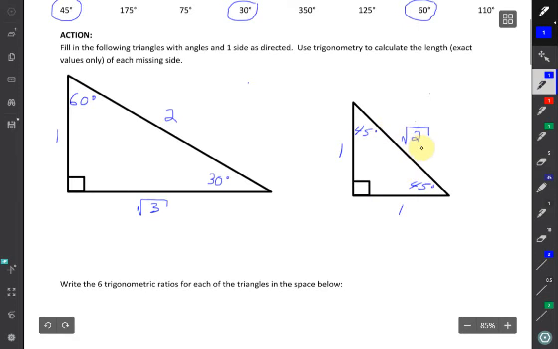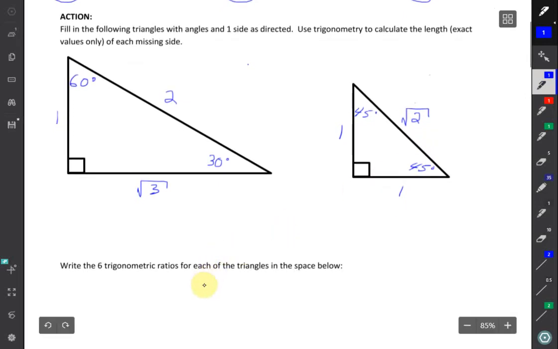What I would like you to do in the space provided below is to write out the trig ratios for both of these triangles using sine, cos, and tan, and the reciprocals, cosecant, secant, and cotan.